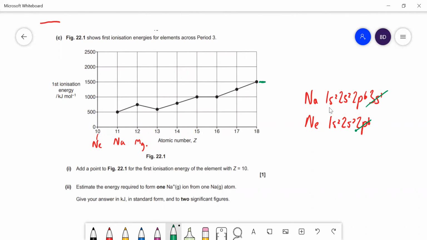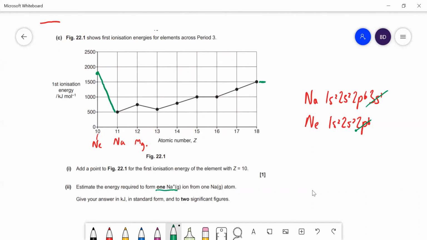So I think in the mark scheme it says anywhere probably about there. They'll let you get away with that. So that's what it's going to be. The noble gases, you always find them at the peaks in these graphs, okay? Right. Estimate the energy required to form one sodium gaseous ion from one atom.